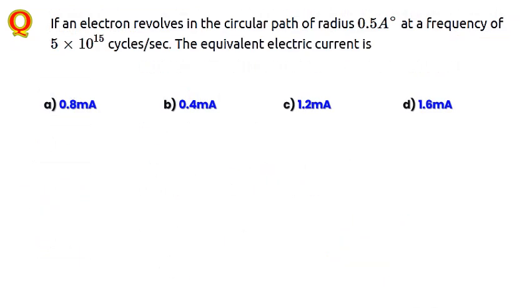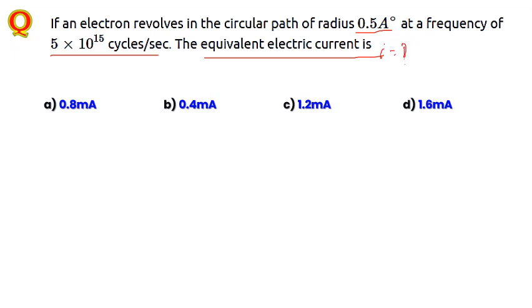Okay. Next one is, an electron revolves in a circular path of radius 0.5 angstrom at a frequency nu of 5 into 10 power 15 cycles per second. Now, what they are asking is, the electric current is. So it is simple, they are asking what the current I is equal to.